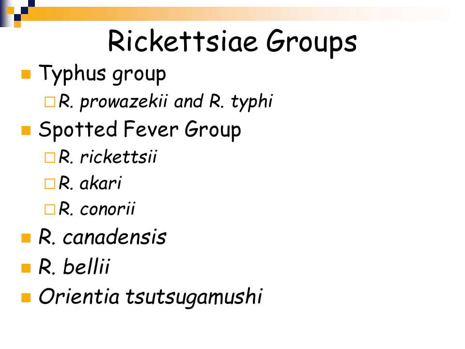So the Rickettsiae groups. You have the typhus group, which includes Rickettsia prowazekii and Rickettsia typhi. There's also the spotted fever group, which includes Rickettsia rickettsii, Rickettsia akari, and Rickettsia conorii. There are also 2 other Rickettsia species, Rickettsia canadensis and Rickettsia bellii, that aren't included in either the typhus or spotted fever groups. And then there's the Orientia organism.